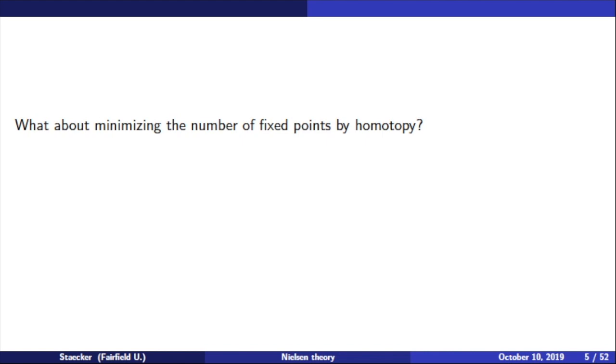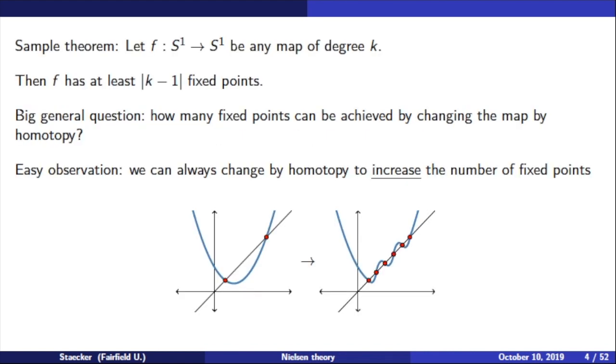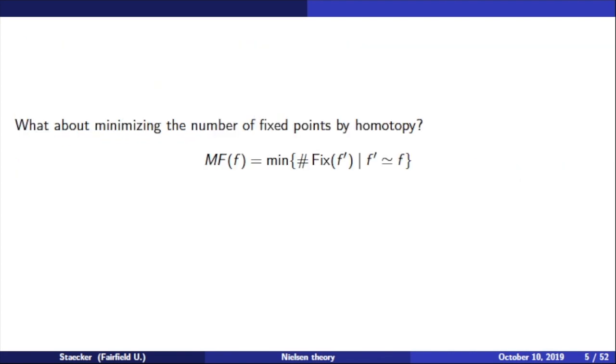This is much harder. It's much less clear how you can do this. Is it possible to decrease the number of fixed points? Well, in this example, you can. Actually, you can move this graph all the way up and make 0 fixed points if you want to. But for some other examples, it's not so obvious.